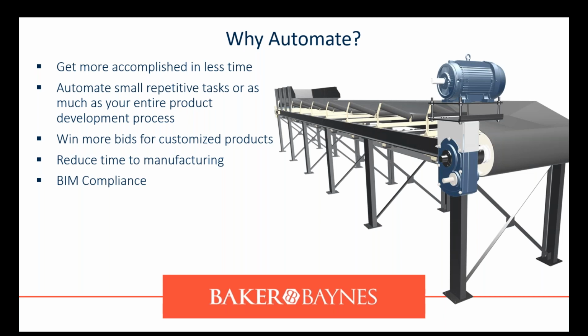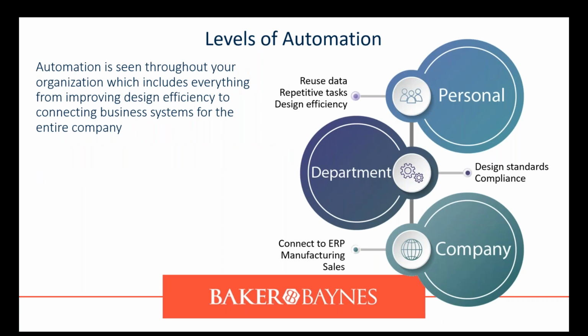Now, levels of automation. This is seen throughout your organization, which includes everything from improving design efficiency to connecting business systems for the entire company. Throughout this presentation, we'll talk about automation at all these levels. This means everything from personal software use to your team level tasks, all the way to company-wide initiatives like connecting engineering and business systems. We are going to speak to all three of these categories.